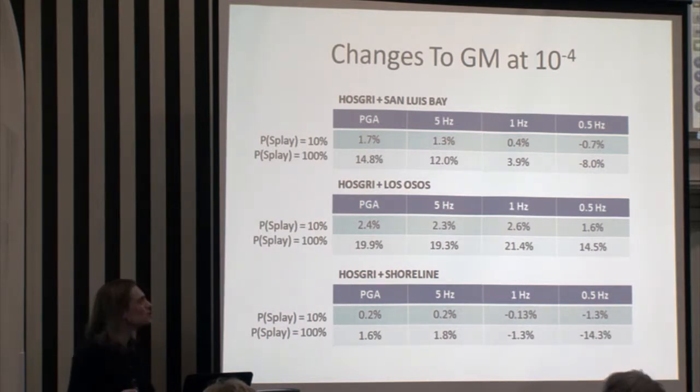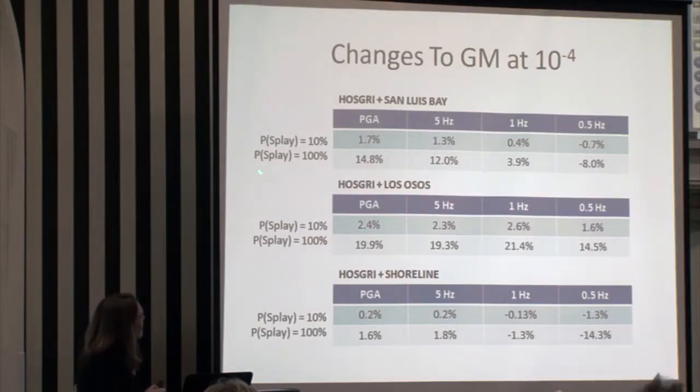Change in, I should have put hazard up here because I really want to say hazard. This is the change in ground motion, assuming that 10% of the time you get a Splay fault, Splay rupture between the Hosgri and San Luis Bay. This is showing Hosgri with the low so-sos, and then the Hosgri and shoreline. And then for comparison, this is assuming that splays occur 100% of the time, what the change would be in ground motion.